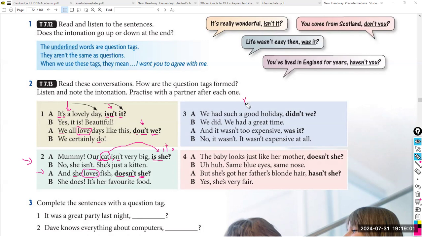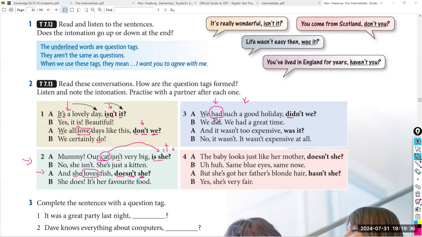Now let's talk about box number 3. We had such a good holiday. Be careful, please, about the verb to have. If it is written alone, not with another verb, if it is not an auxiliary verb, please, you have to use do, does, did. So we had such a good holiday. If we want to check the sentence, guys, we notice that the only verb that we have in the sentence is had. So because had is a main verb, I have to use do, does, did. And because had is in the simple past, I use did.